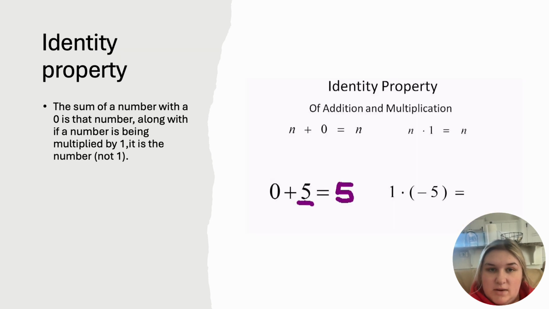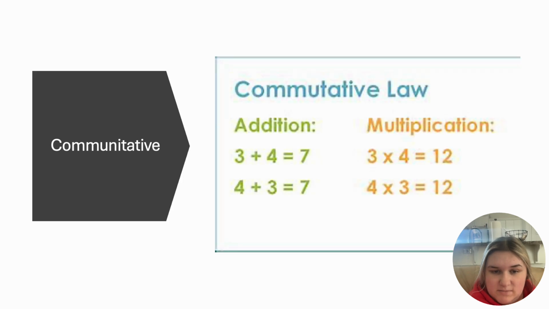Then the identity property, the sum of a number with 0 is that number, along with if the number is being multiplied by 1, it is that number. So it wouldn't be 1, it would be like 1 times negative 5. So just like that. So let's put these to the test and work out some examples.